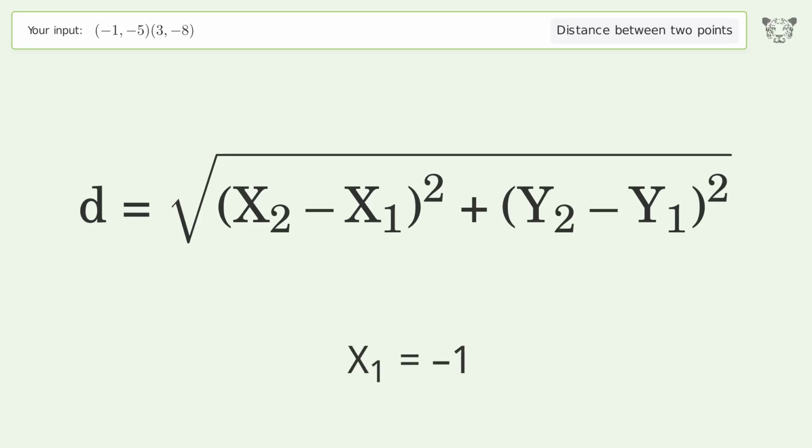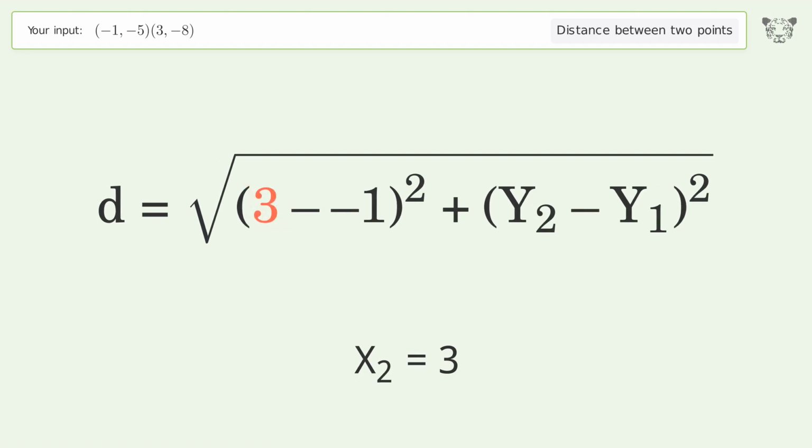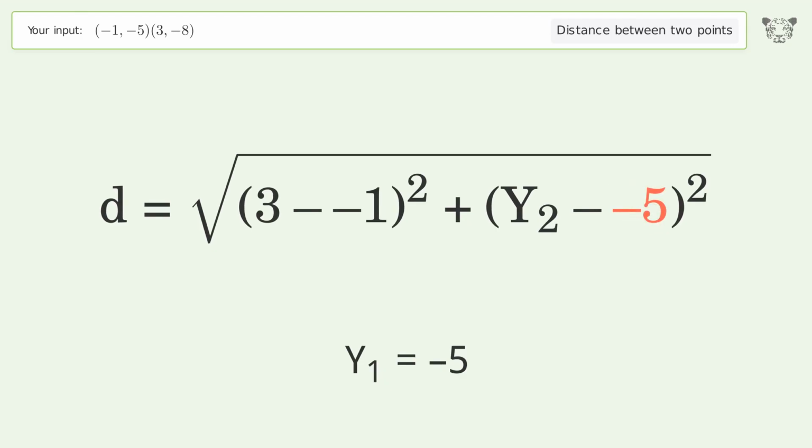x1 equals -1. x2 equals 3. y1 equals -5. y2 equals -8.